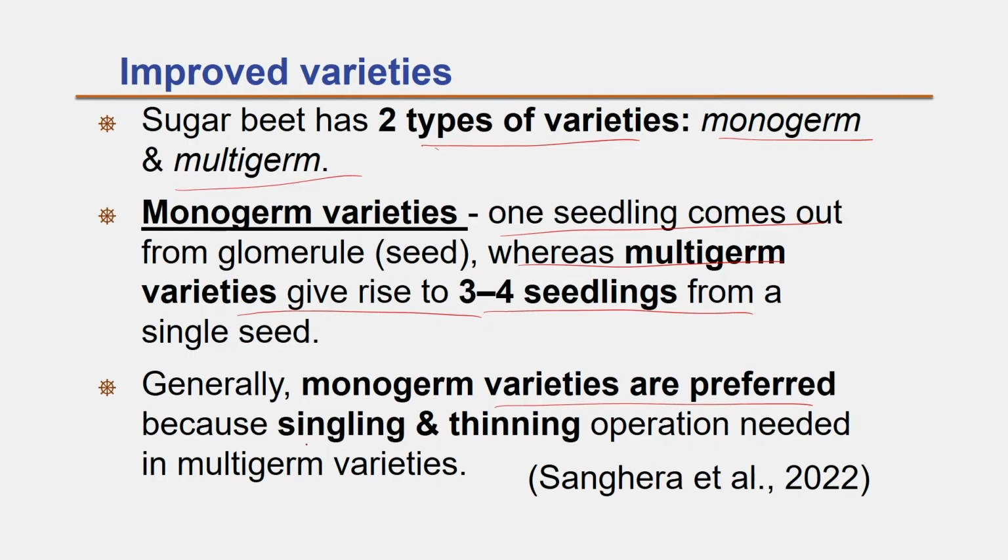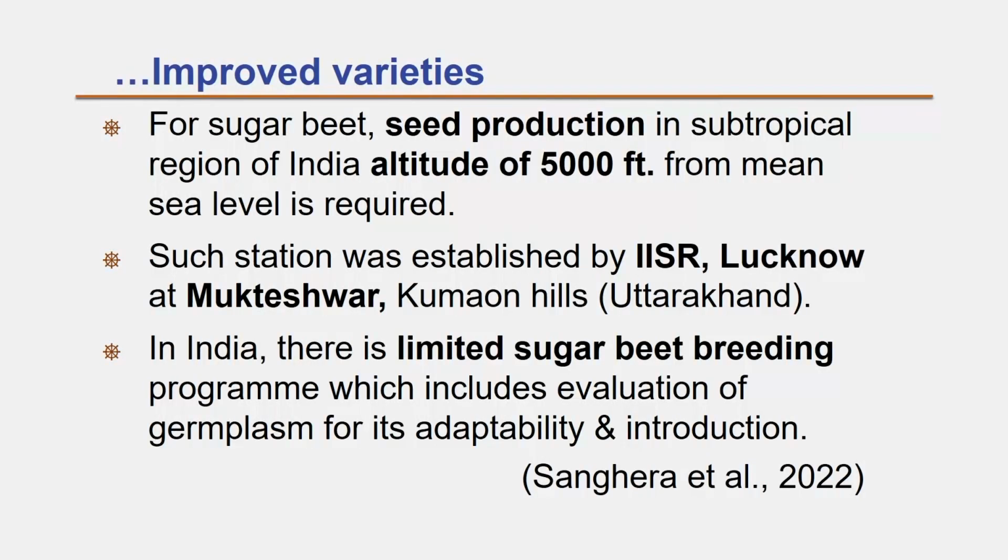Generally monogerm varieties are preferred because singling and thinning operation is needed in multigerm varieties. There may be many seedlings in one place, so you need to remove many seedlings to keep one seedling. This operation is not needed in monogerm varieties. For sugar beet, seed production in subtropical region of India requires an altitude of 5,000 feet from mean sea level. It is not that seed production of this crop can be done everywhere. It has to be done at an altitude of about 5,000 feet.